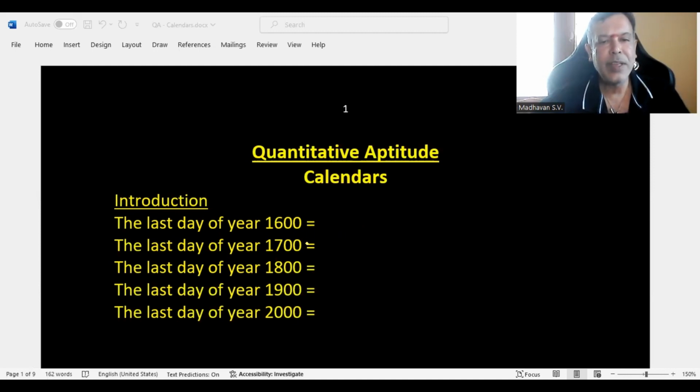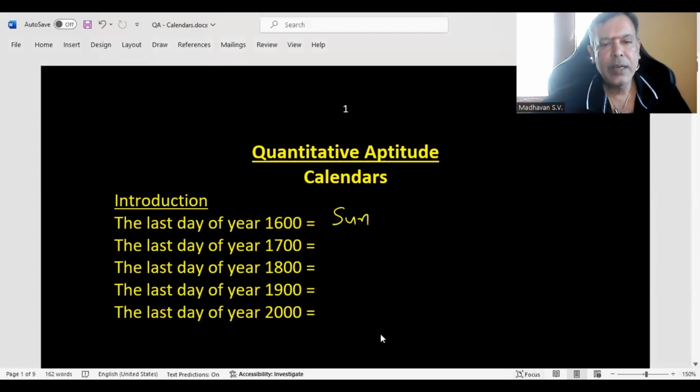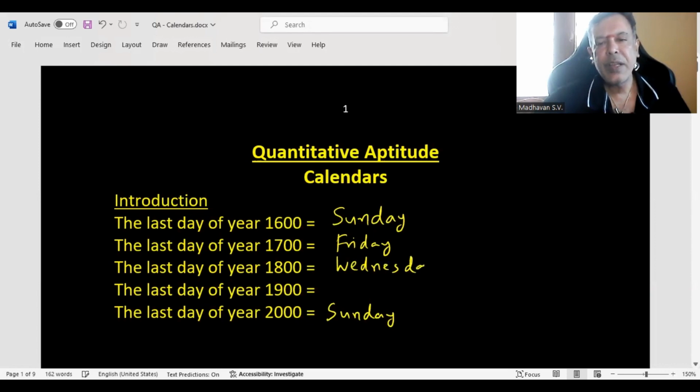For example, the last year of 1600 will be Sunday. So 1600, 1700, 1800, 1900, 2000, like this we will write, and we can start with Sunday, end with Sunday. Then for 1700 we skip one day: Sunday's previous day is Saturday, we skip that, and then Friday. Similarly, Friday's previous day is Thursday, we skip that, and then Wednesday. Then the previous day to Wednesday is Tuesday, we skip that, and then Monday.